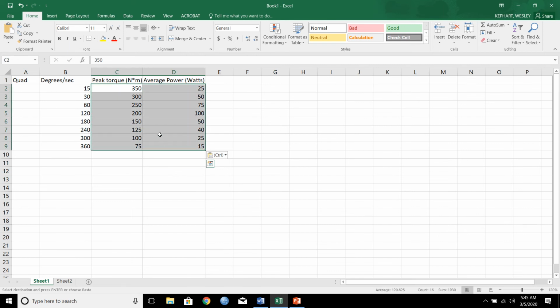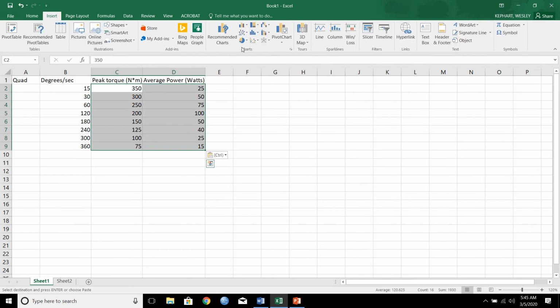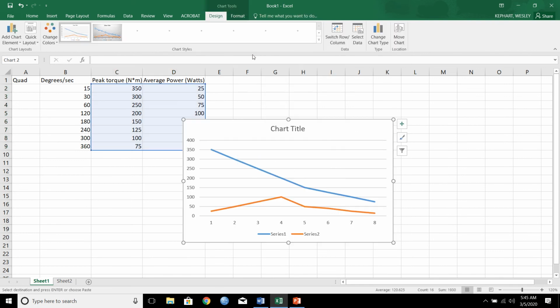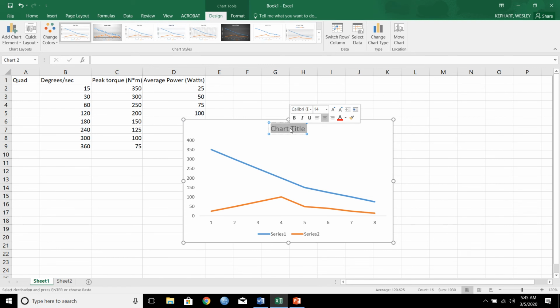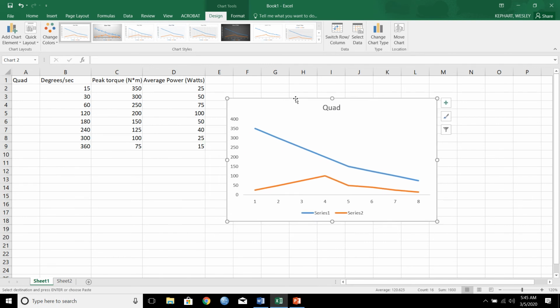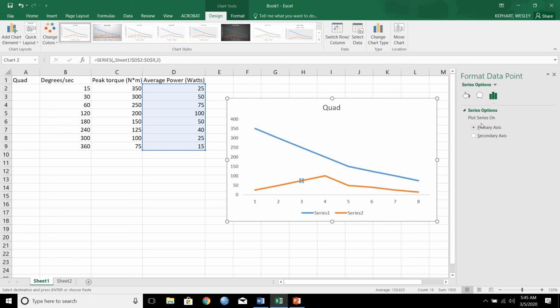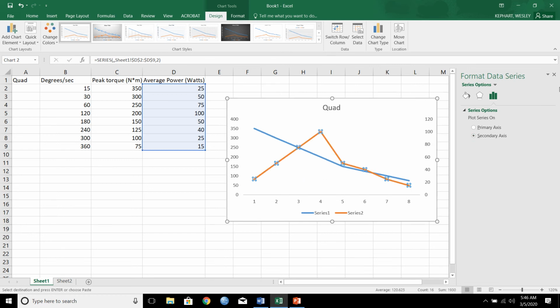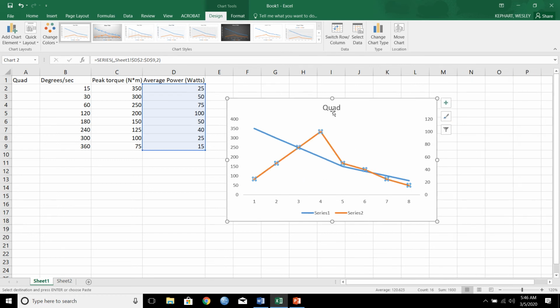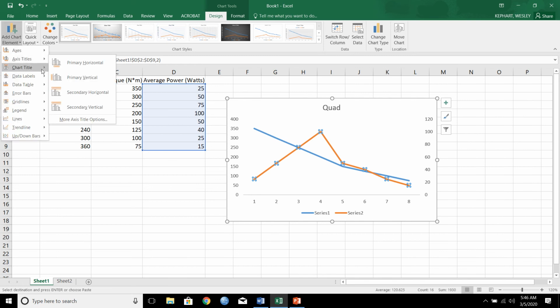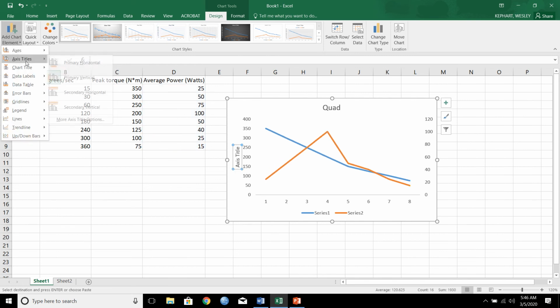If you just highlight that, we're going to make a line graph, just like that. Let's make those lines go away, and quad. So if we look here, these lower numbers, that's the power. So if I double click on that, then this should come up, secondary axis. There we go. We have that. So all of our data labels, let's just go ahead and put all of those in.